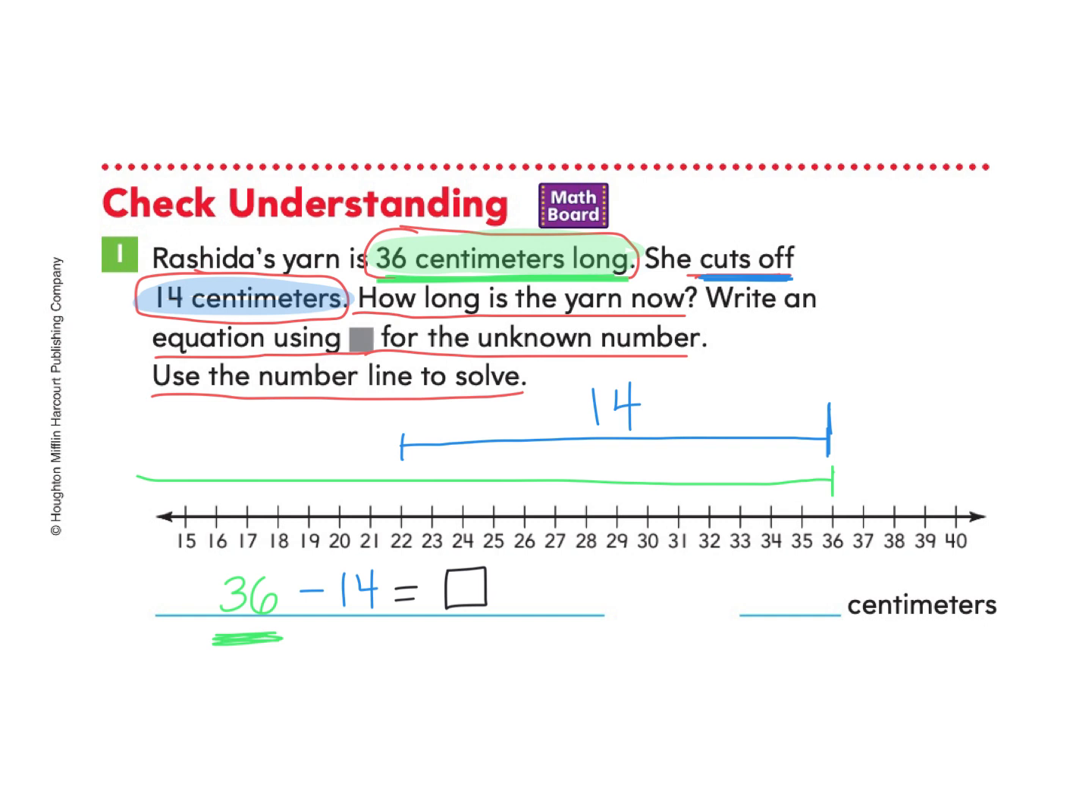Okay, so now we have solved this problem, because first we had 36, and then we took 14 away, and when we took 14 away, where did we land? What's the rest of this yarn? The rest of this yarn is 22. So we have 22 centimeters left in this yarn.